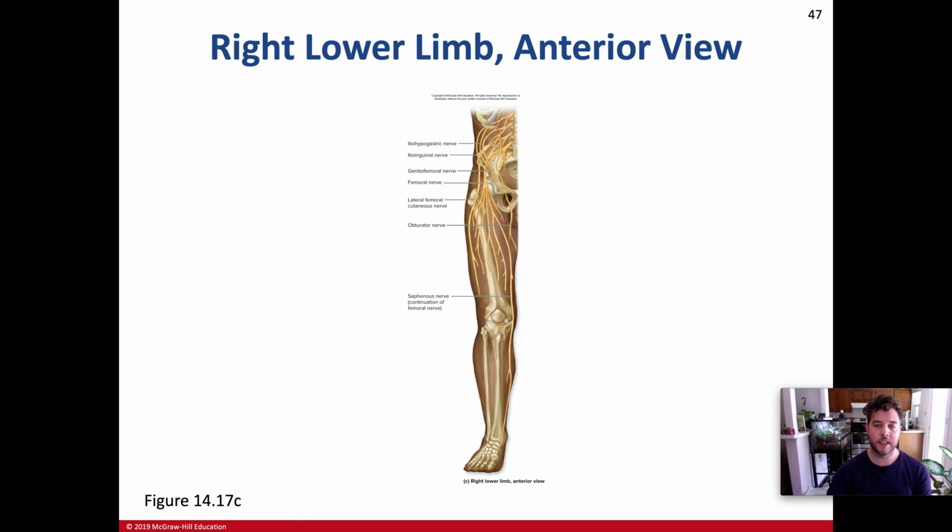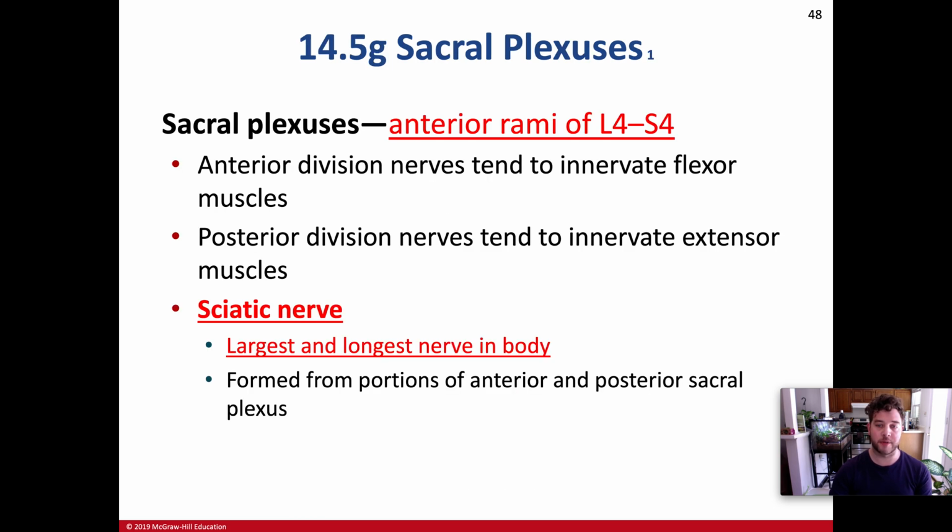Limb anatomy, and this one. Okay, here's a good one too. Your sacral plexus, L4 to S4. There are anterior and posterior divisions. Anterior innervate the flexor muscles, posterior innervate extensor muscles. And this is a general trend for the body.